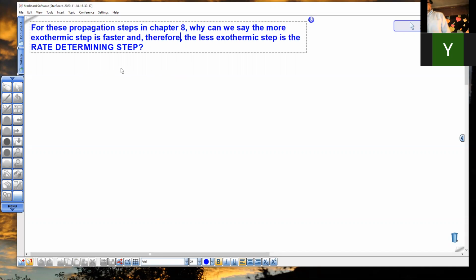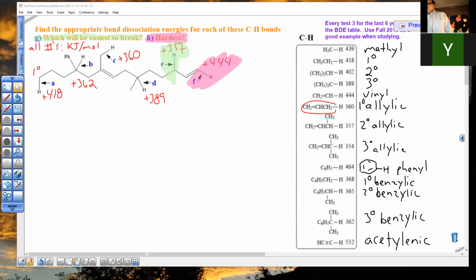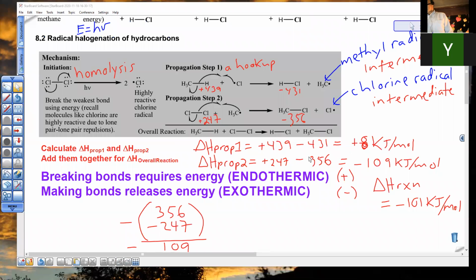All right, for these propagation steps in chapter 8, why can we say the more exothermic step is faster, and therefore the less exothermic step is the rate determining step? So let's just take a quick look back at our previous reaction. Prop 1 was endothermic. So if you extend that statement to saying, well, of the two, which one's more exothermic, it's pretty obvious. One of them's not exothermic at all. This is therefore more exothermic and faster. So prop 2 would not deserve our attention.